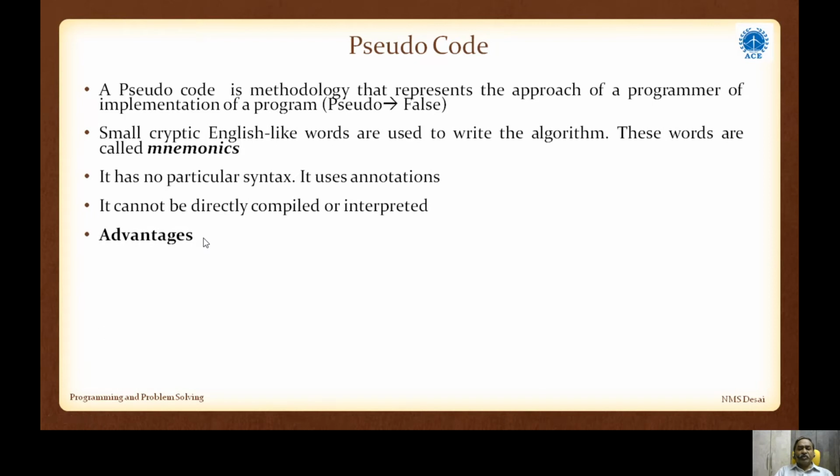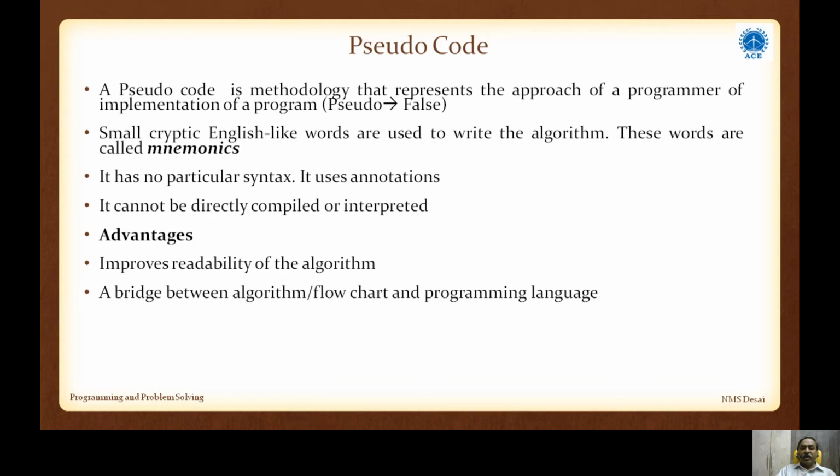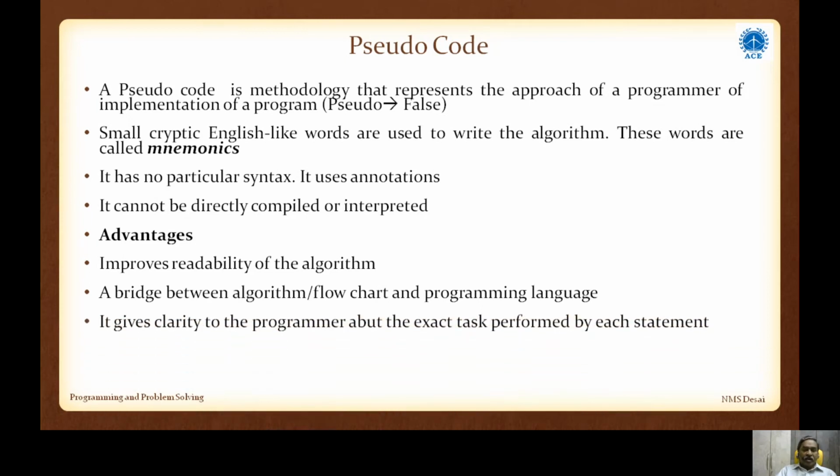What are the advantages of this one? It improves the readability of the algorithm. Since you are scribbling on pen and paper, you take the steps first of all, then you represent it as a flowchart. It's a bridge between algorithm, flowchart and programming language. Before going to flowchart, we develop pseudocode. Pseudocode is converted into flowchart or algorithm, and then sometimes all the three are needed. It gives clarity to the programmer about the exact task performed by each step, each statement.